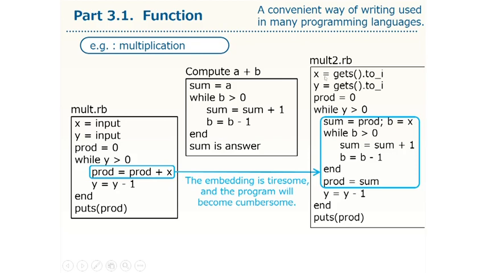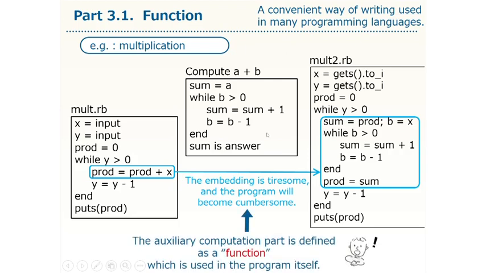However, this program is embedded without change. The whole program becomes very cumbersome, like this. In these situations, functions come in handy. This auxiliary computation part is defined as a function, and the program can be written more neatly if the function is used in the program itself. That is how to use what are called functions in programming.